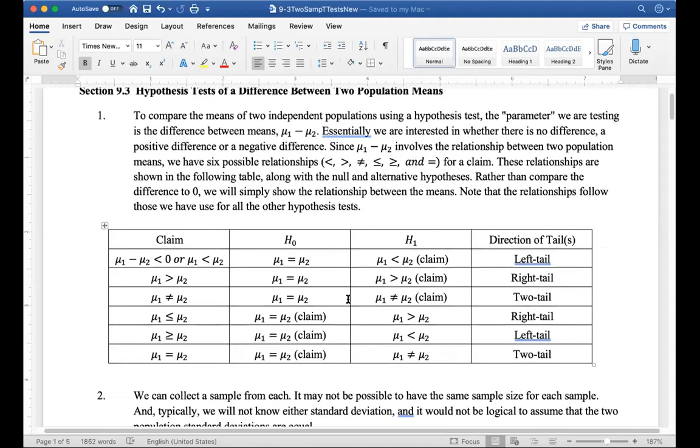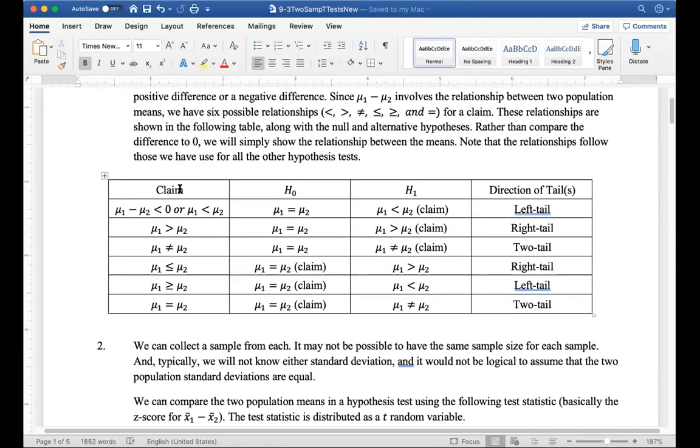And we have a table here where we have the 6 possible claims, and I've written the entire claim out here. The first one would be the difference is less than 0. But if we were to add mu2 to both sides, the left side now becomes just mu1, and the right side becomes mu2. So we can write this as mu1 is less than mu2. And in the 5 other relationships, in a similar manner: mu1 greater than mu2, mu1 not equal to mu2, mu1 less than or equal to mu2, mu1 greater than or equal to mu2, or mu1 equals mu2.